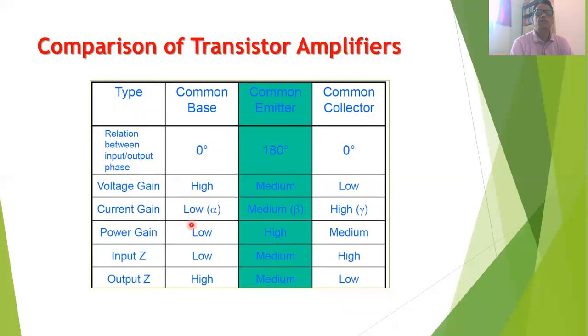As far as the power gain is concerned, you will find that the common base amplifier has a low power gain, common emitter amplifier has a high power gain, and the common collector amplifier has a medium power gain. As far as input resistance or impedance is concerned, common base amplifier has a low input resistance, common emitter amplifier has a medium input resistance, and common collector amplifier has a very high input resistance. As far as output resistance or output impedance is concerned, the common base amplifier has a very high output impedance. Common emitter amplifier has a low or medium output impedance. And in case of common collector amplifier, the output impedance or resistance is very low.